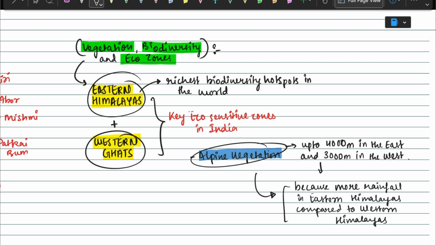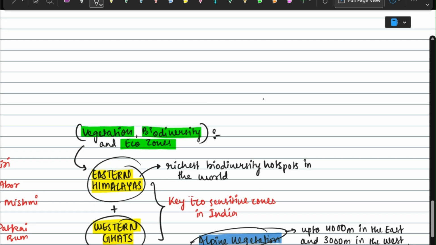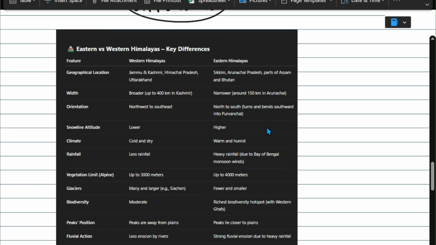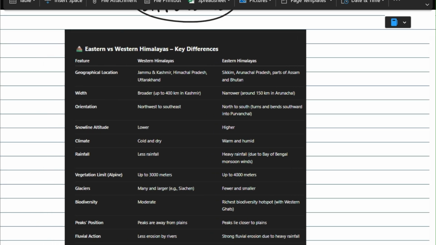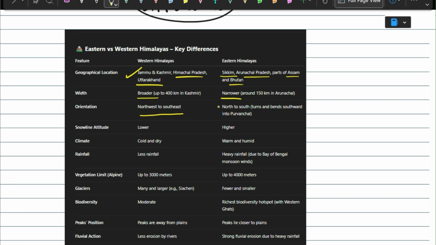Now let's talk about the key differences between the Western Himalayas and the Eastern Himalayas. The first is the geographic location: the Western Himalayas are located in Jammu and Kashmir, Himachal Pradesh, and Uttarakhand, and the Eastern Himalayas are in Sikkim, Arunachal Pradesh, and parts of Assam and Bhutan. The width is broader in the Western Himalayas and narrower in the Eastern Himalayas. The orientation is northwest to southeast in the west, and in the Eastern Himalayas it is north to south, which, as I told you, turns and bends southwards into the Purvanchal.